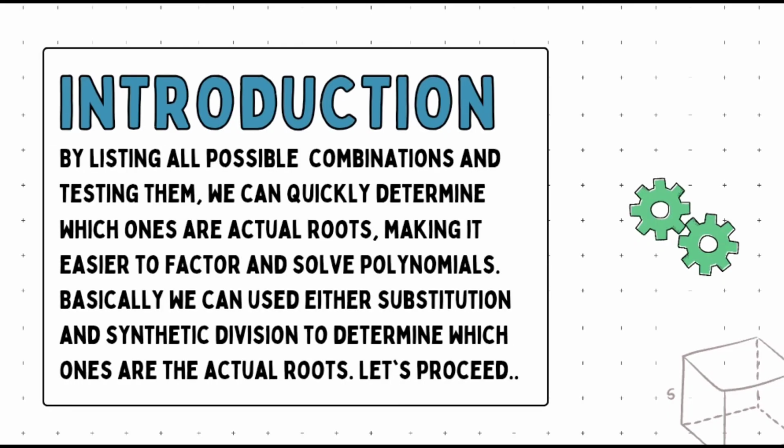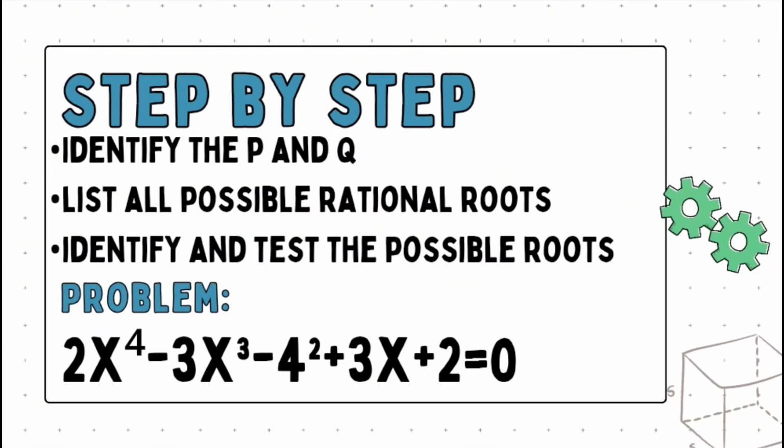By listing all possible combinations and testing them, we can quickly determine which ones are actual roots, making it easier to factor and solve polynomials. Basically, we can use either substitution or synthetic division to determine which ones are the actual roots. To identify the real roots easily, we'll be doing it step by step.